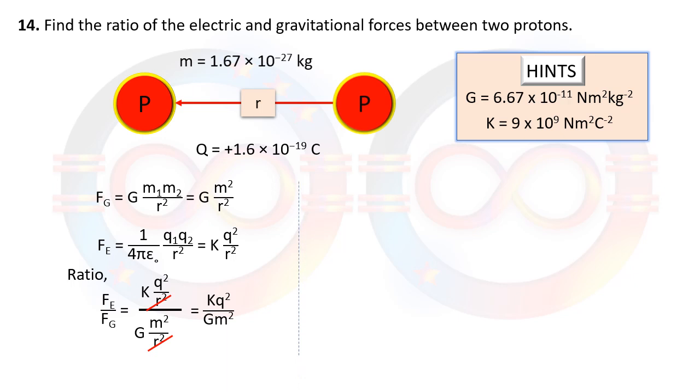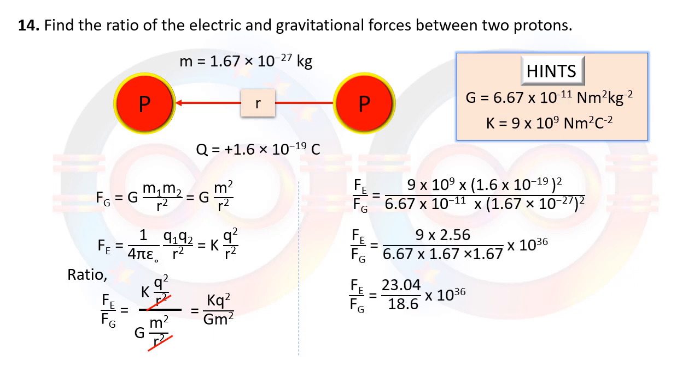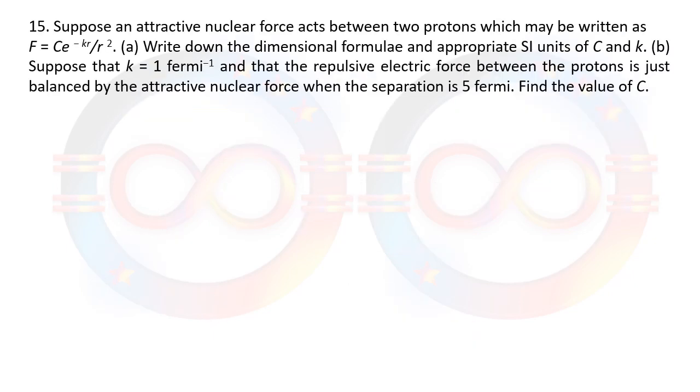Now put the standard values from the hints, that is G is equal to 6.67 into 10 raised to minus 11 and k is equal to 9 into 10 raised to 9. After calculation and simplification, we will be able to get the value as 1.24 into 10 raised to 36. This is the required ratio.